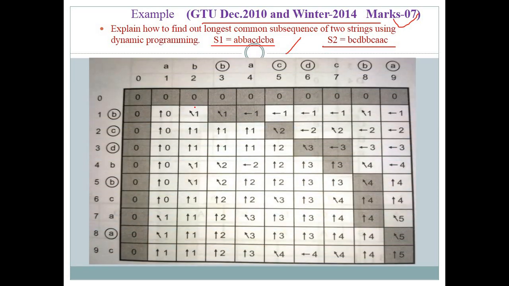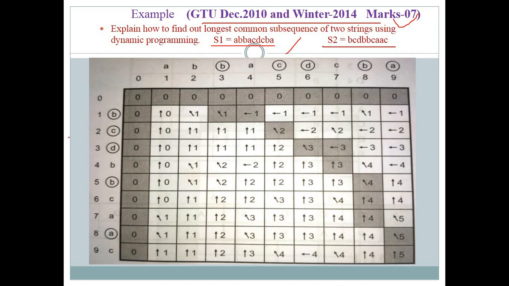This example was already asked in the 2010 and 2014 exams for 7 marks. Our question is, we have two sequences S1 and S2 with lengths 1 to 9. We have to find the longest common subsequence from these two sequences, or we can say two strings. We will follow the same path that we followed in our last example.